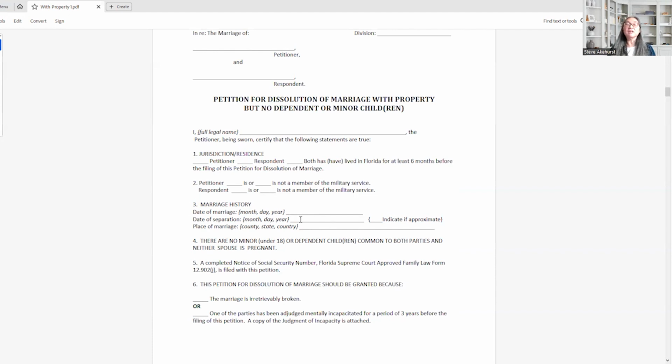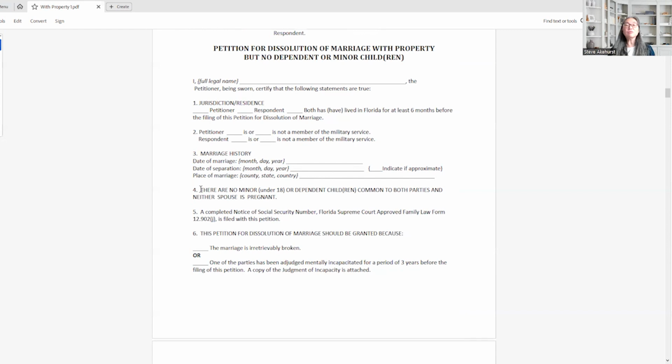Date of separation is if you two separated or decided that you don't want to be married any longer. In the state of Florida, there's no legal separation, so the date of separation is not that important, but you can list it if you want to list it. And then next is the place of marriage, where you got married, the county, or if you got married in a foreign country, you're going to list the country.